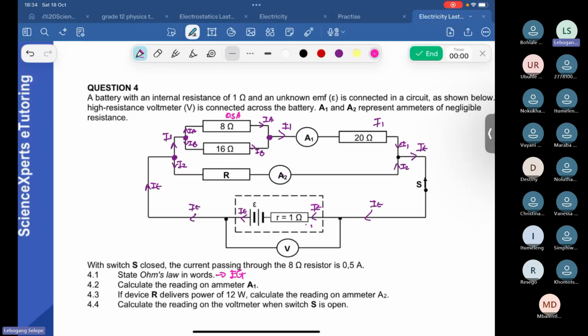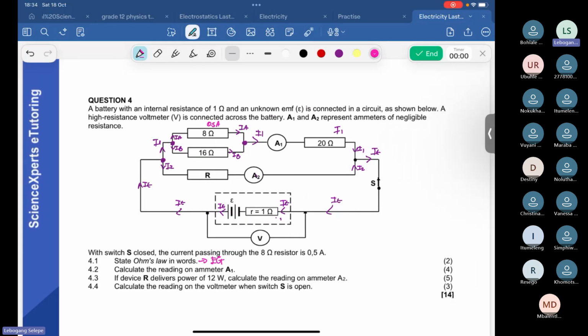4.2 says calculate the ammeter reading on A1. So how would you calculate the ammeter reading on A1? It's 4 marks. Remember, I told you that the ammeter reading on A1 is the same as the current passing through the 20 ohm resistor. How would you guys do it?